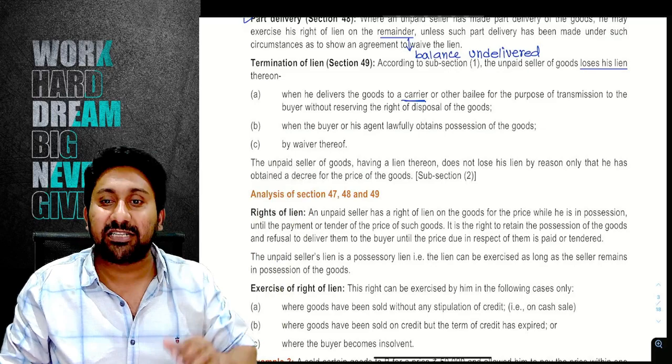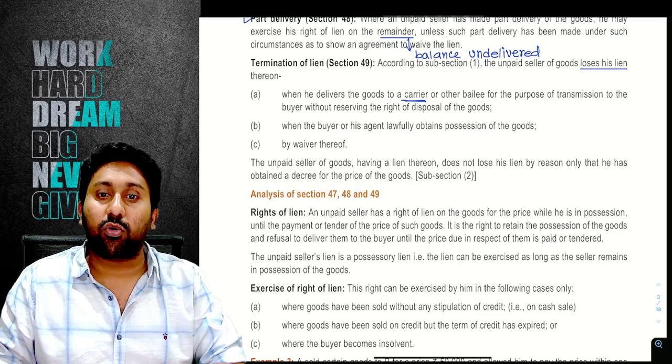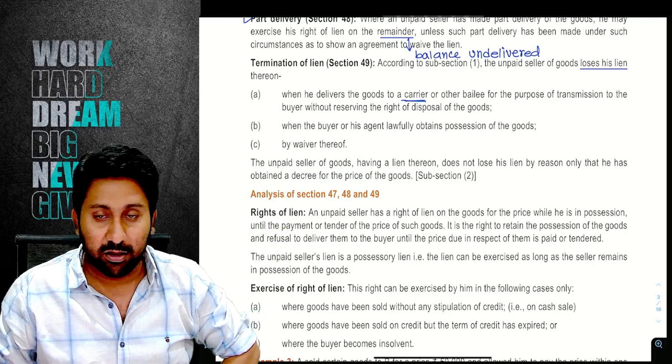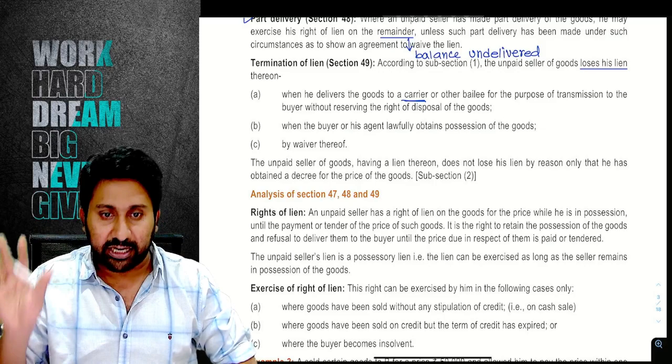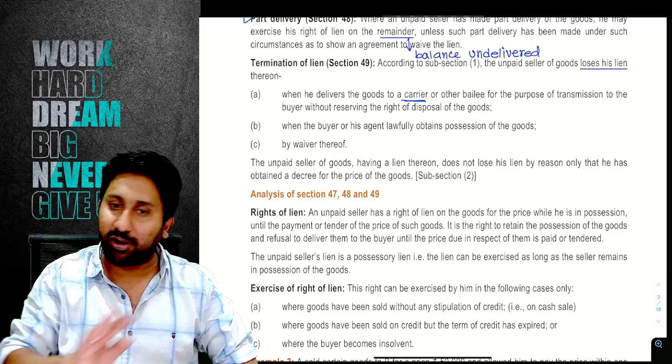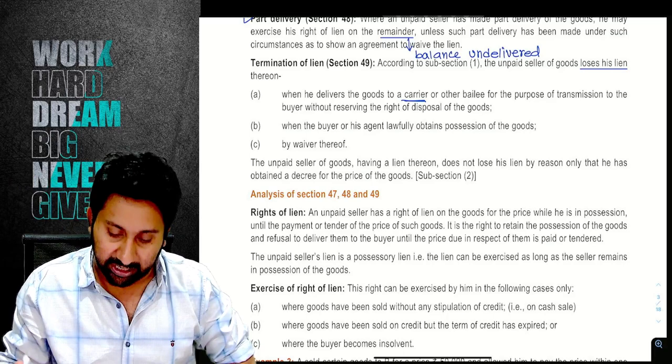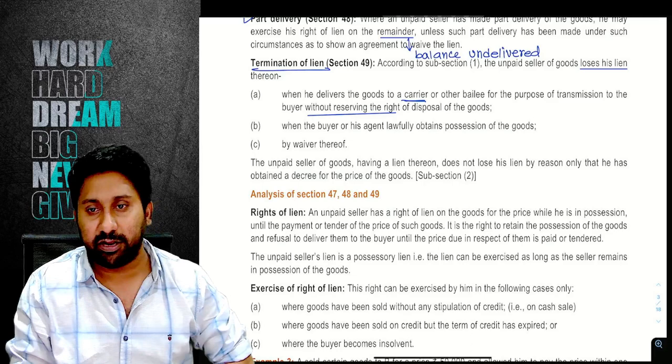So if you don't put any condition on disposal, then you can't exercise the lien once the goods are received by the carrier. Once the goods are received by the carrier, it represents receipt by the buyer himself. So simply to summarize, is a condition for disposal there or not there? You check in the question. If the condition is not there, then delivery to the carrier becomes delivery to the buyer, and you can't exercise lien. In all other cases, you can still exercise the lien. So if you deliver without reserving any right of disposal, then there is termination of lien, or else no termination.